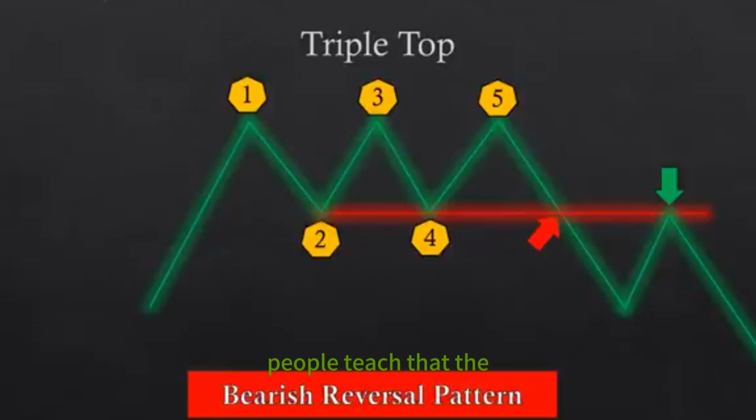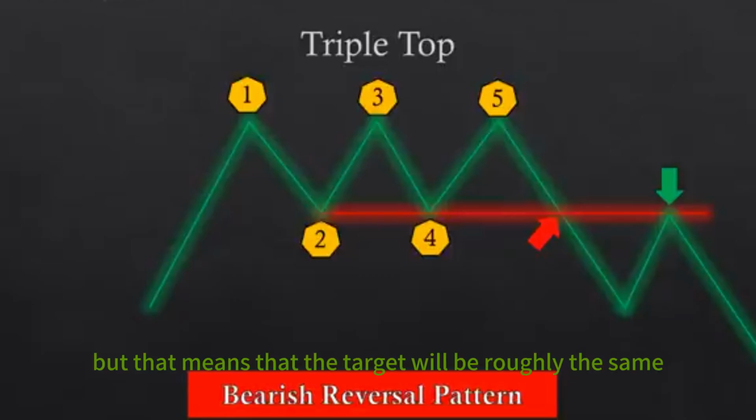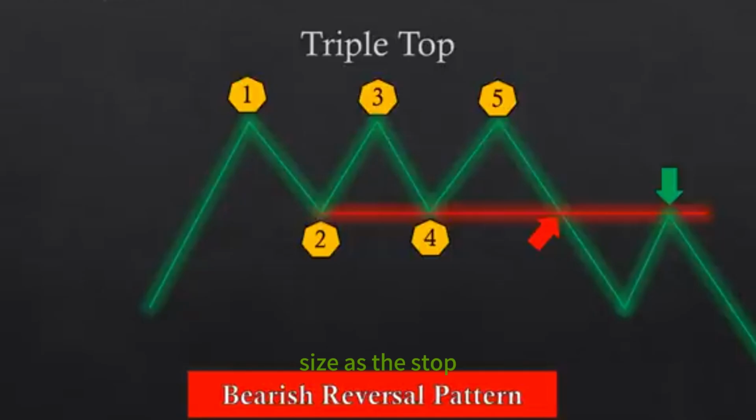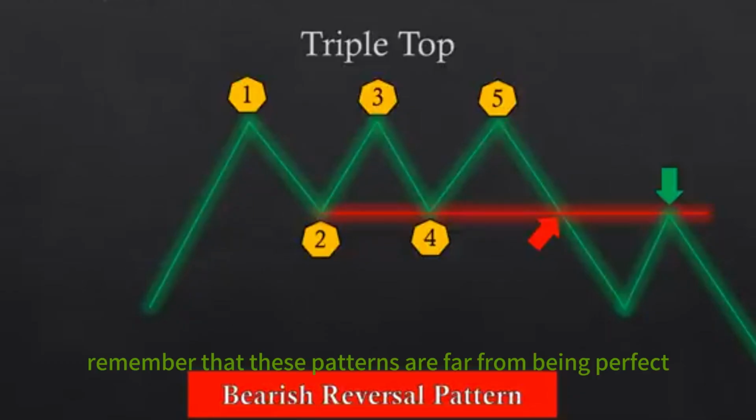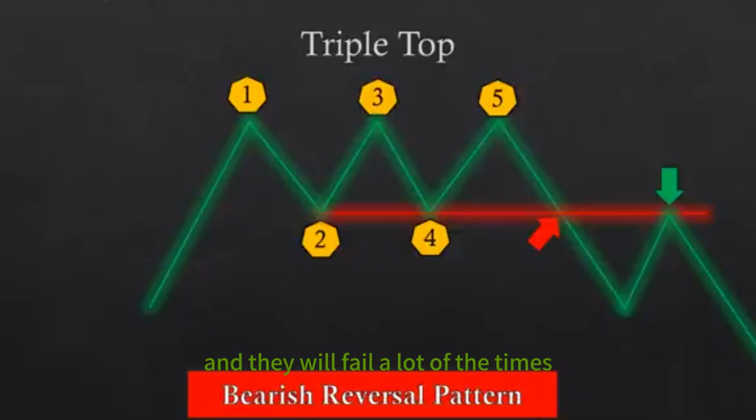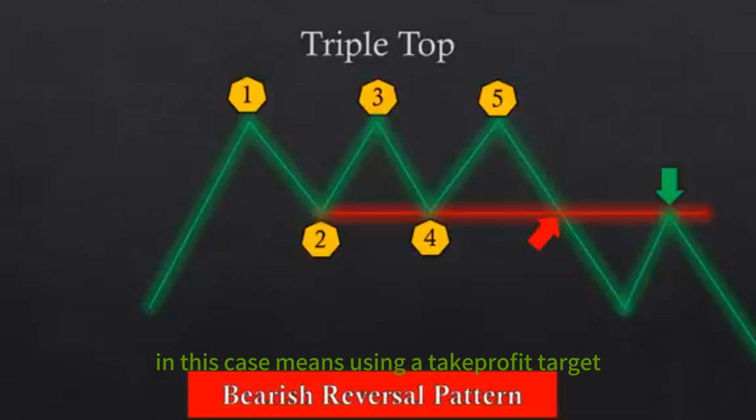Normally, people teach that the target should be a measured movement, but that means that the target will be roughly the same size as the stop. And unfortunately, that's not enough to produce good results in the long term, due to the chaotic nature of the market. Remember that these patterns are far from being perfect, and they will fail a lot of the times, so we need to compensate that by using smart risk management, which in this case means using a take profit target that is a few times the size of the stop loss, and letting the market run its course.